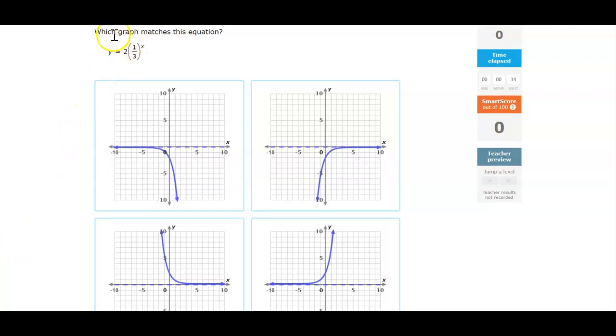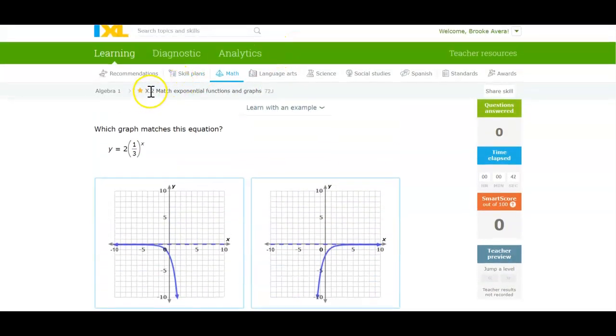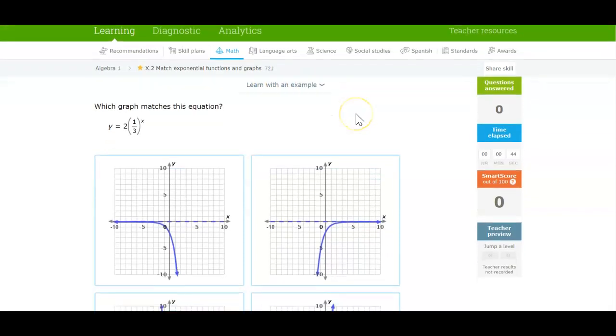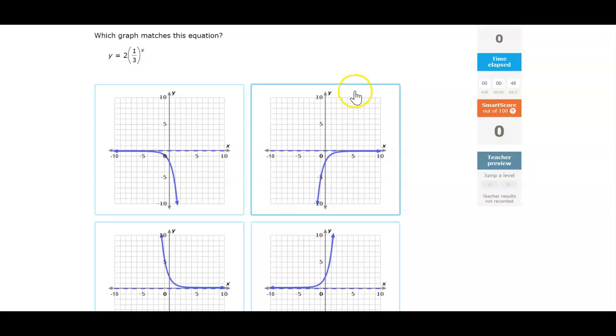Okay, we are going to look at how to actually decide which graph matches each function. This is x dot 2, the first of our IXL assignments for this week. So we talked about in the other video that we will start by looking for an asymptote. This doesn't have a number here. That means that the dashed line needs to go through 0. So we're going to look at each of these. And they all go through 0.